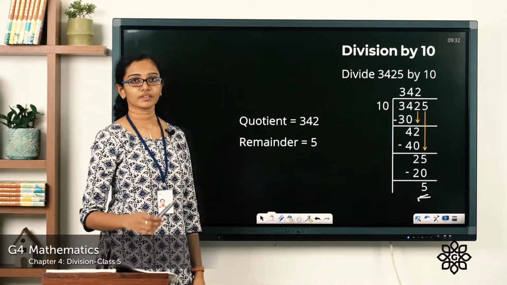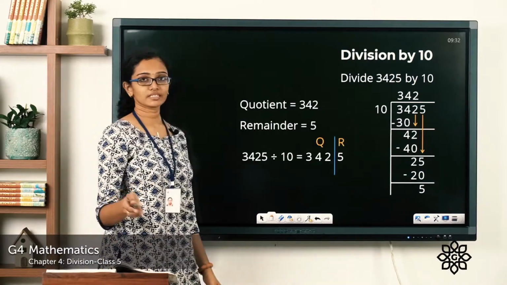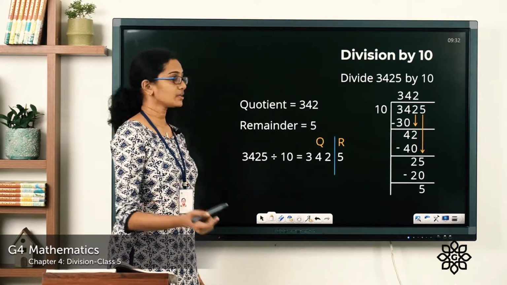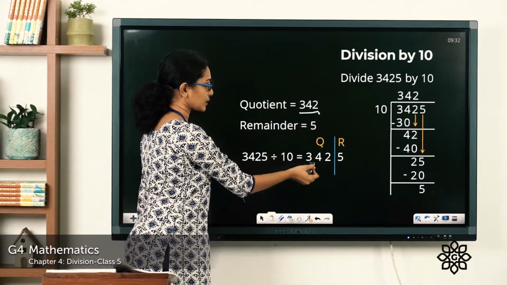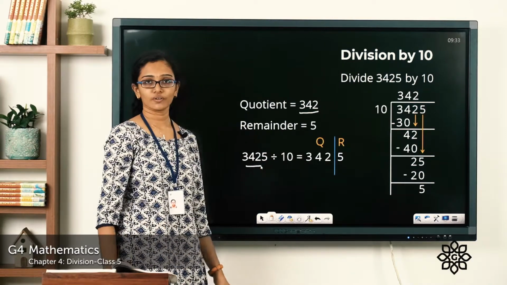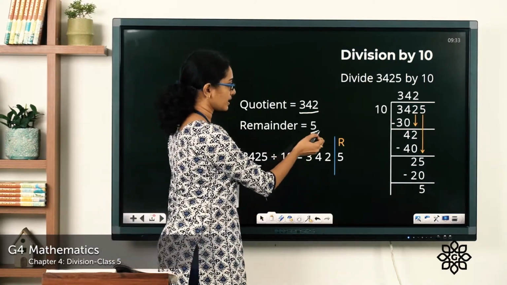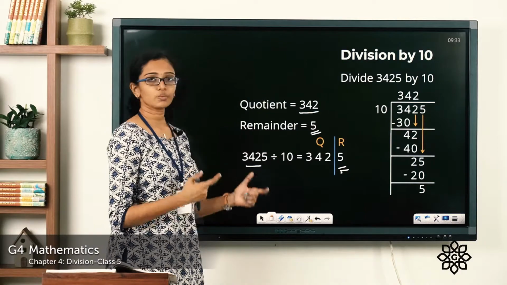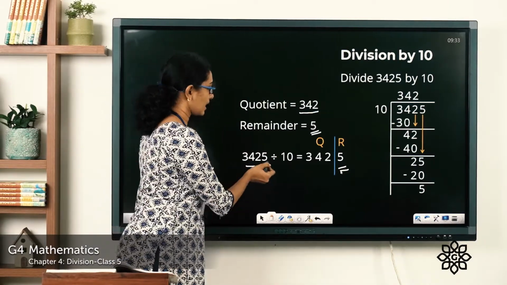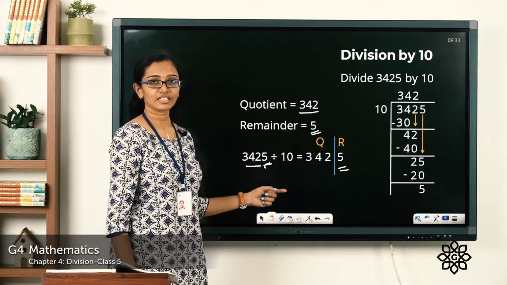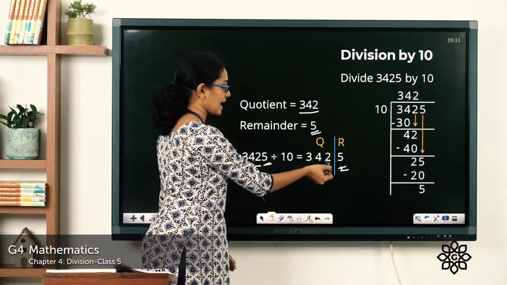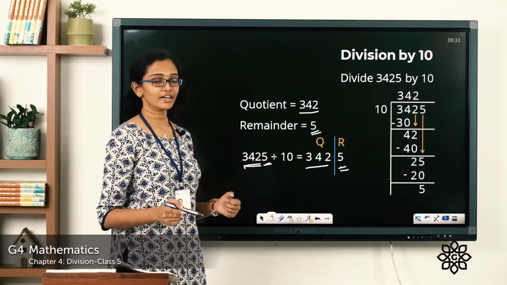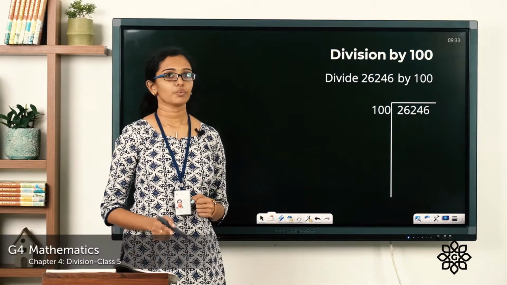Now, what was the question? The question was 3425 divided by 10. And what is the quotient we got? We got 342, which is the first 3 digits of the dividend. And what was the remainder? It is the last digit of the dividend. So when you divide a number with 10, just take the last digit, the digit in the ones place, as the remainder and the remaining digits of the given dividend will form the quotient. Clear? We will see how we can divide a number with 100.